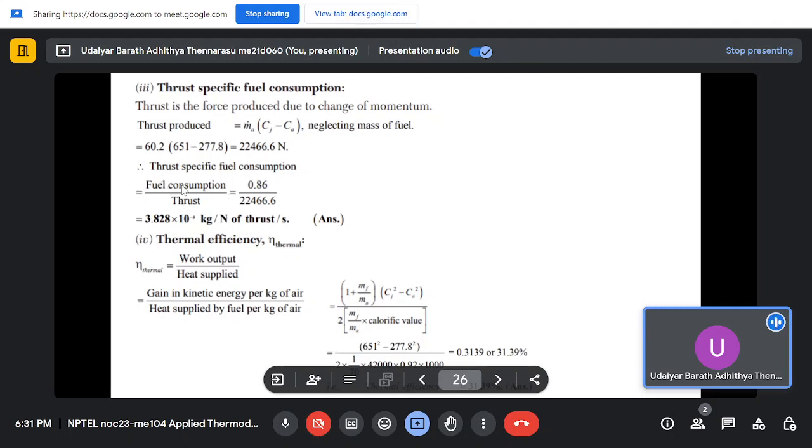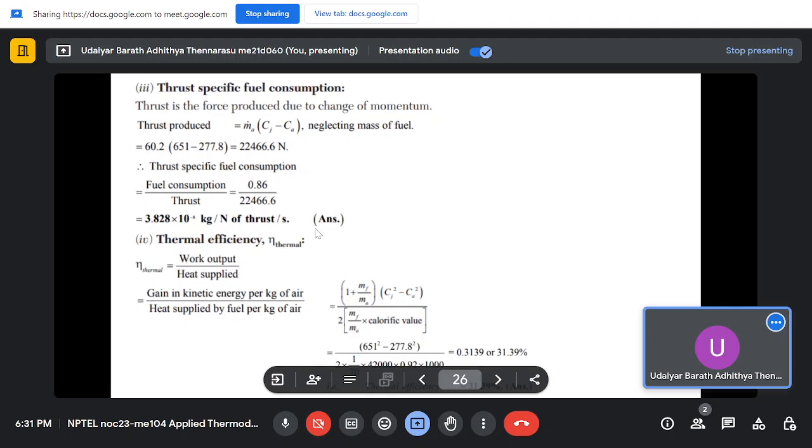So thrust specific fuel consumption is fuel consumed divided by thrust generated. The fuel consumption, which we have calculated, is 0.86, divided by a thrust of 22.47 kilonewton. Substituting that, it will come out to be 3.828 into 10 power minus 5 kg per newton of thrust per second. So this is the thrust specific fuel consumption.